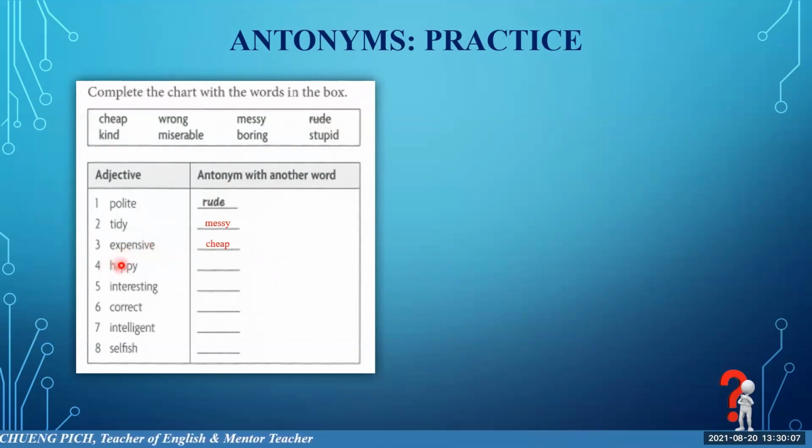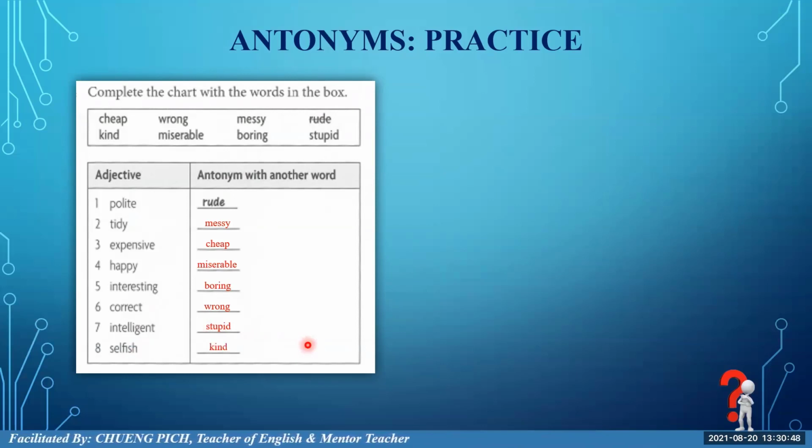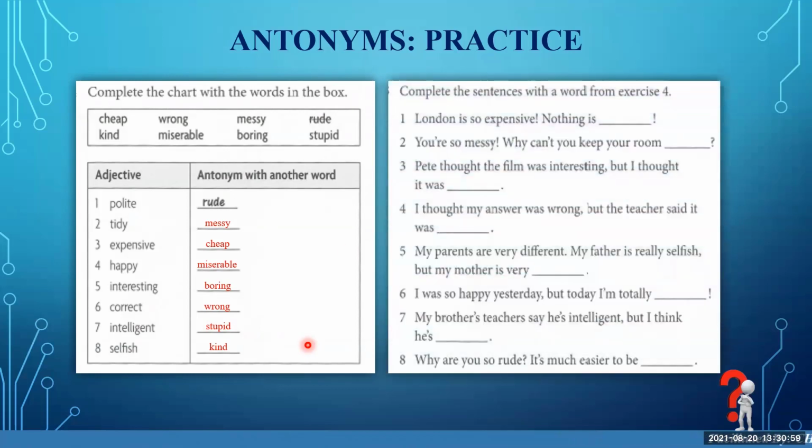Yeah. So happy. What is the antonym of happy? Of course, it is miserable. What about number 5 here? Interesting. What is the opposite word of interesting? It is boring. Number 6, correct. What is the antonym of the word correct? It is wrong. So number 7, intelligent. What is the opposite meaning of intelligent? It is stupid. And the last one, selfish. So the answer is kind. So these are the adjectives and their antonyms. Yeah, the antonyms. So we're gonna move on to another practice of antonyms here.